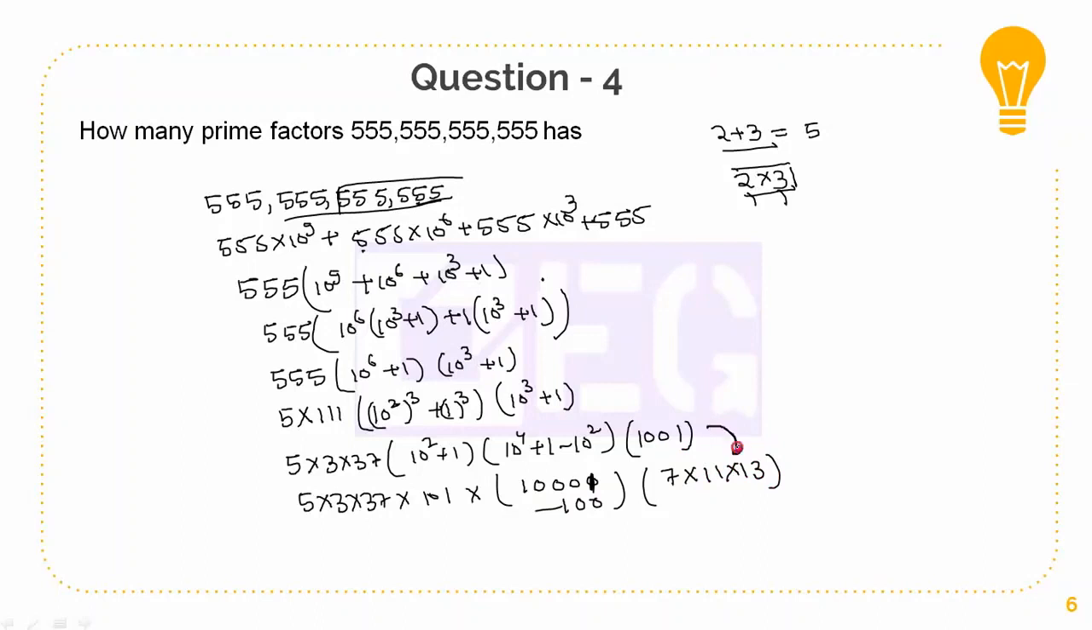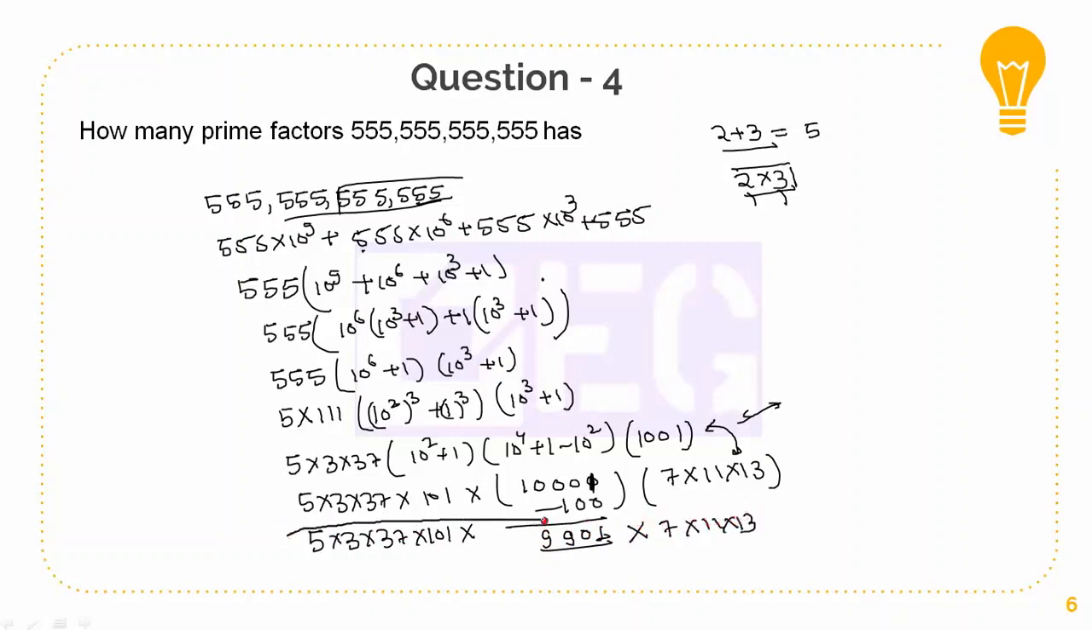This is a really important part: 1001 is 7 into 11 into 13. You should know this concept. You can apply it in remainder questions also. We have already discussed this part in our classes. So now it is 5 into 3 into 37 into 101 into 9901 into 7 into 11 into 13.